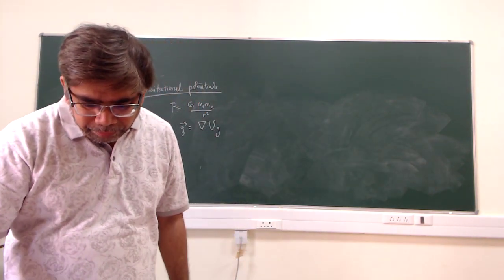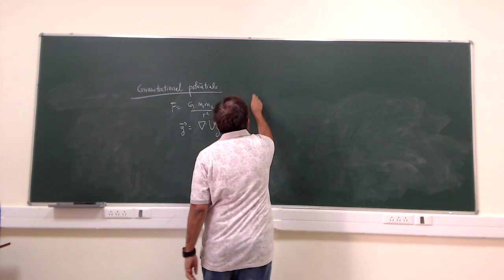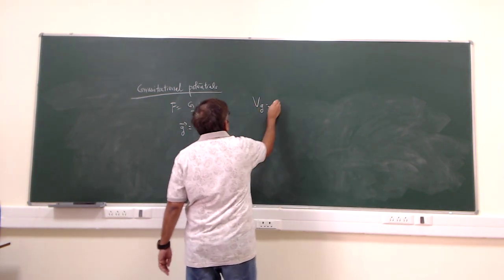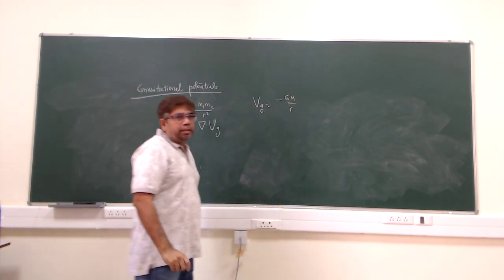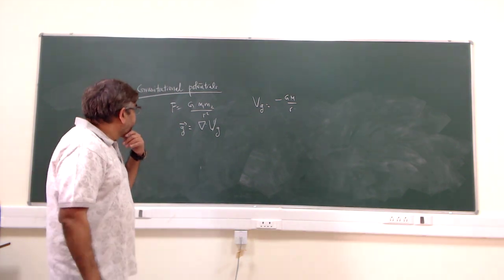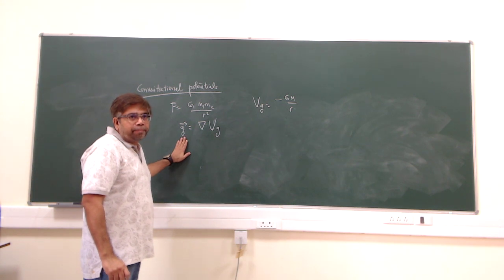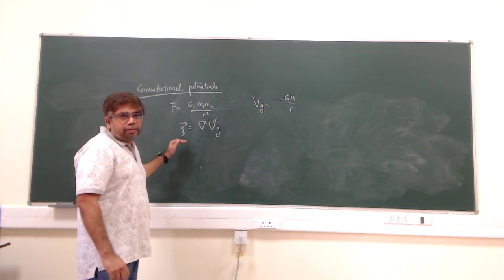Now, this V is your familiar V, minus G M by R. Nothing else, nothing more. So this G corresponds to the gravitational field. Just like the electromagnetic field, you can have an electric field, you can also have a gravitational field.